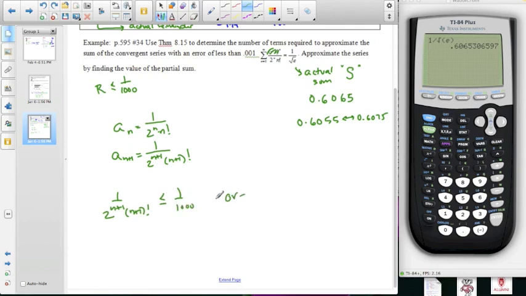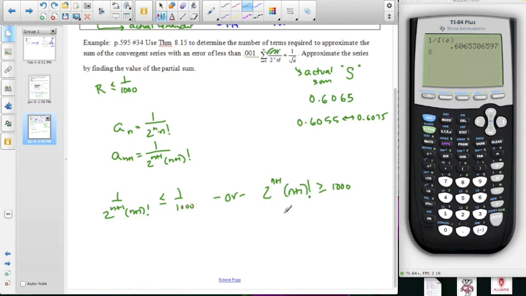Or the other way to look at it, since the numerators are both 1, we've got to find a denominator, 2 to the n plus 1 times n plus 1 factorial, that is bigger than 1,000. So if we can make this bigger than 1,000, then we know this whole fraction is going to be less than 1/1000th. If that makes sense.